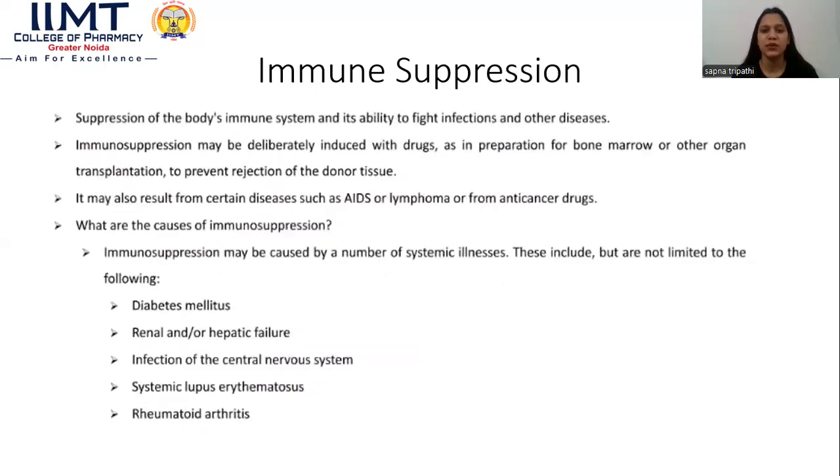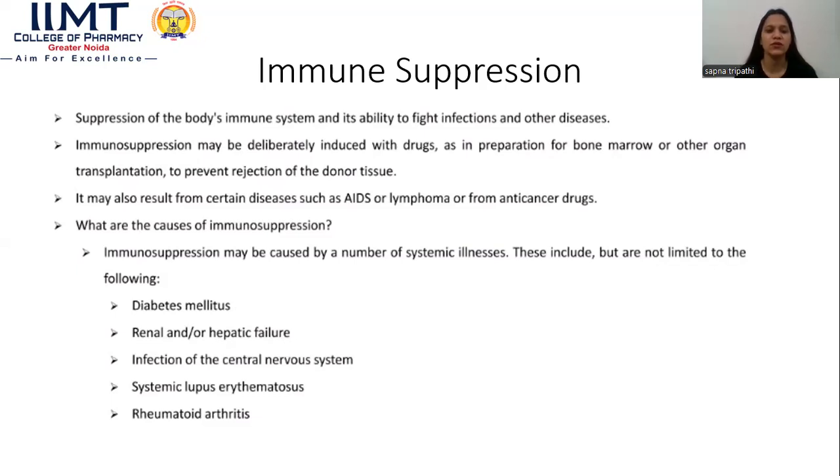Next one is immune suppression. It is suppression of the body's immune system and its ability to fight infection and other diseases. Immunosuppression may be deliberately induced by drugs, as in preparation for bone marrow or other organ transplantation to prevent rejection of the donor tissues. It may also result from certain diseases such as AIDS or lymphoma, or from anti-cancer drugs.